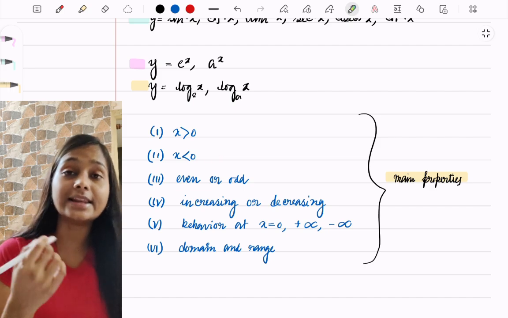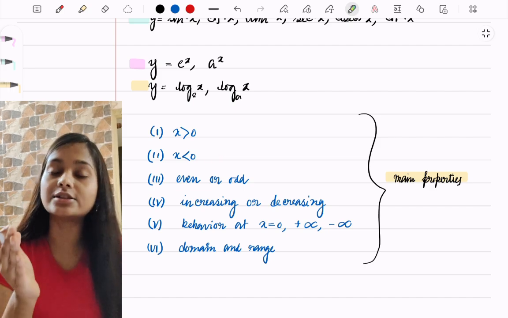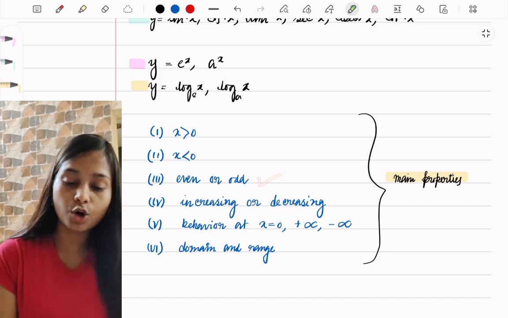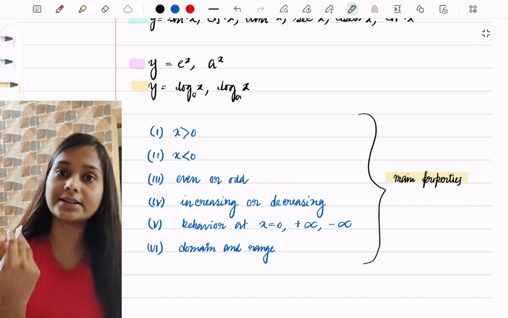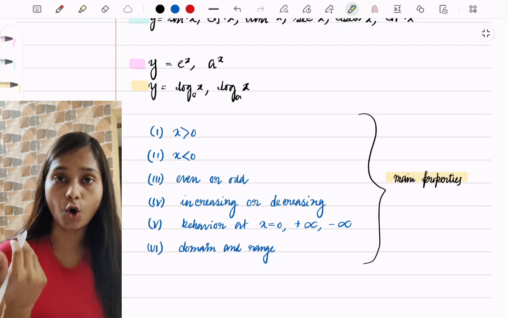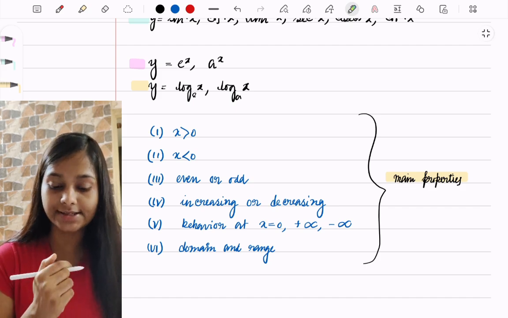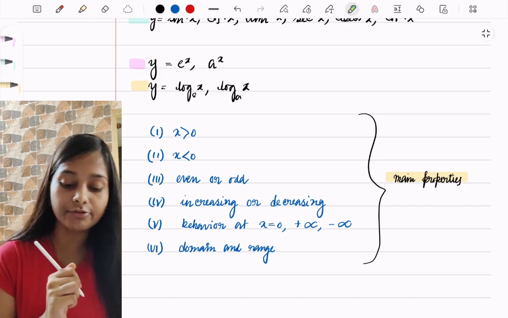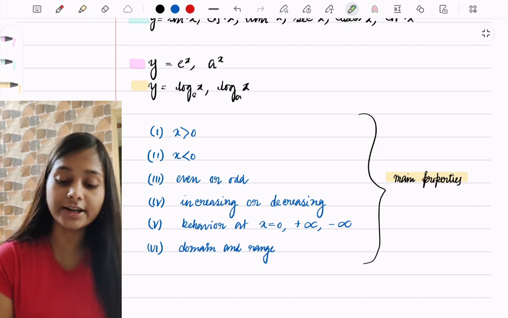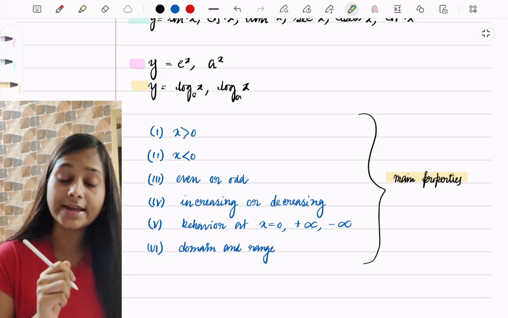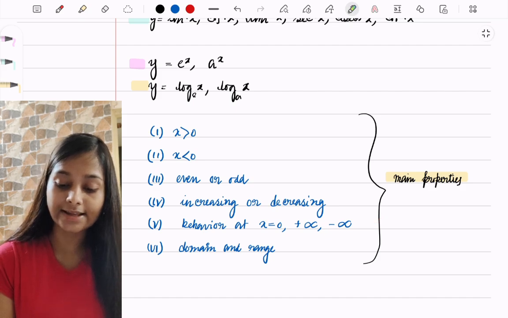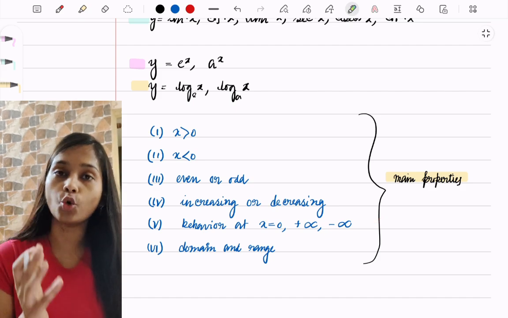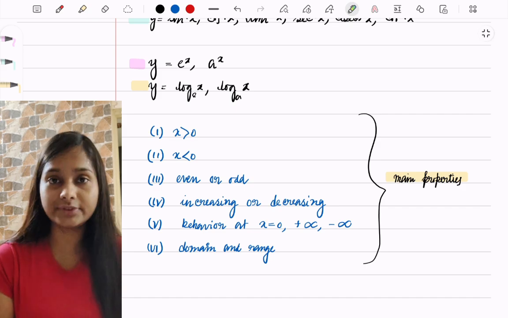Next is x less than 0. So how does the function behave in the negative x-axis? Whether the function is an even function or an odd function, this will also be discussed. Also, whether the function is increasing or decreasing, and its behavior at x equals 0, x equals positive infinity, as well as x equals negative infinity. And also the domain and range of each of these functions.